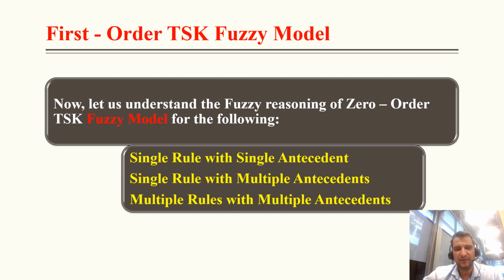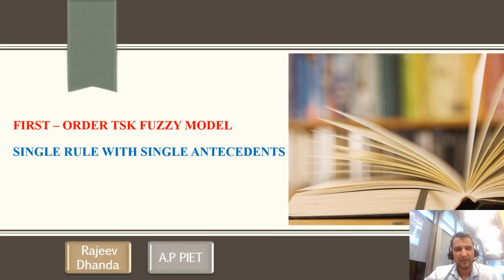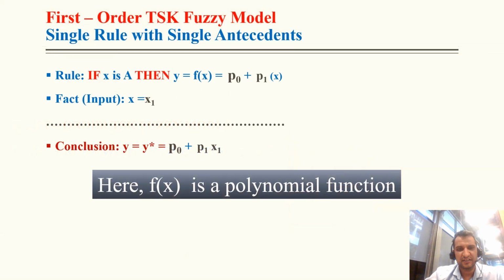Again we have to use single rule with single antecedent, single rule with multiple antecedents, and multiple rules with multiple antecedents. So these are the equations which I already discussed, and the same process will apply. So without wasting time I will go ahead with the single rule.